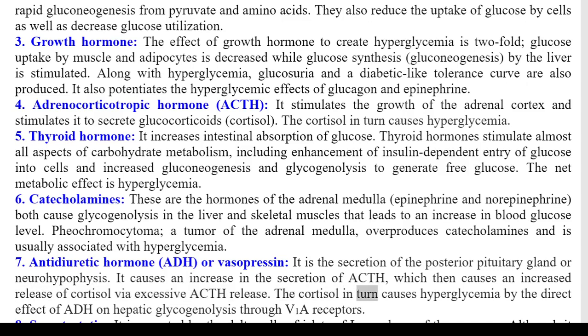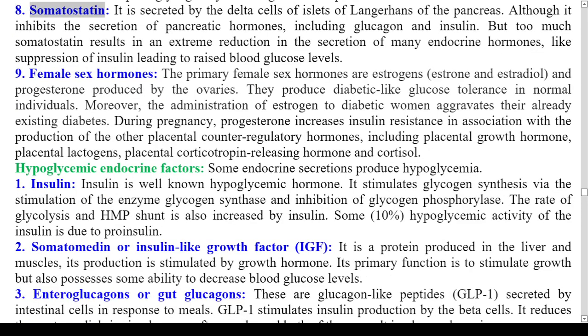The cortisol in turn causes hyperglycemia by the direct effect of ADH on hepatic glycogenolysis through V1A receptors. 8. Somatostatin. It is secreted by the delta cells of islets of Langerhans of the pancreas. Although it inhibits the secretion of pancreatic hormones, including glucagon and insulin, too much somatostatin results in an extreme reduction in the secretion of many endocrine hormones, like suppression of insulin leading to raised blood glucose levels.